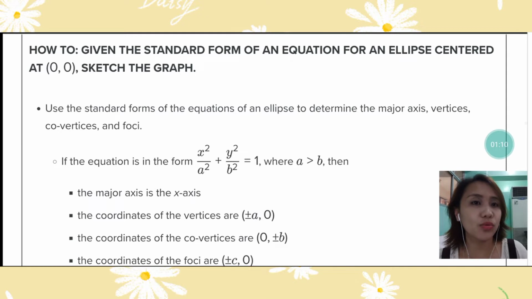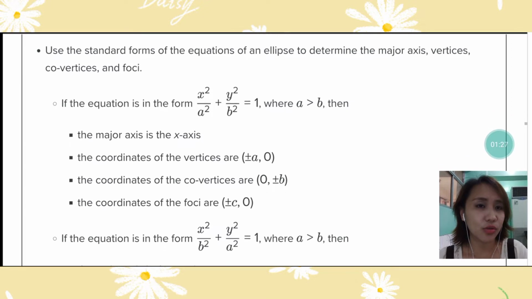So how do we sketch the graph given the standard form of an equation for an ellipse centered at 0, 0, meaning the ellipse is at the origin? Here are the steps. Use the standard forms of the equations of an ellipse to determine the major axis, the vertices, the co-vertices, and the foci. If the equation is in the form x squared over a squared plus y squared over b squared is equal to 1, where a is greater than b, then the major axis is the x-axis.